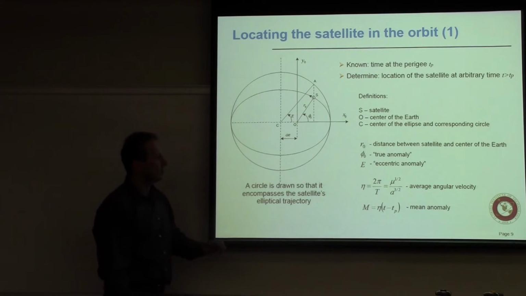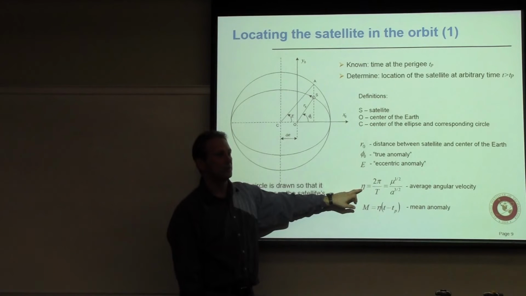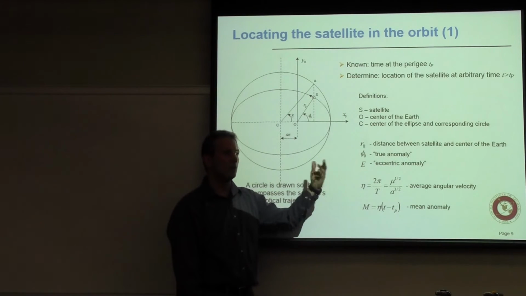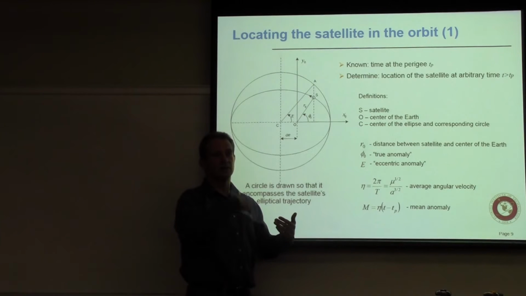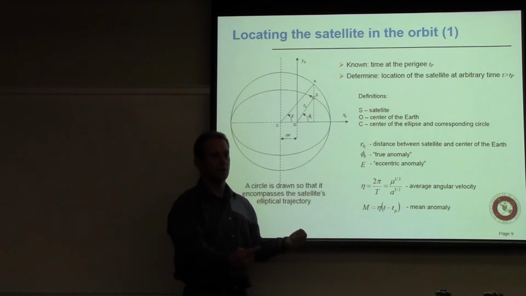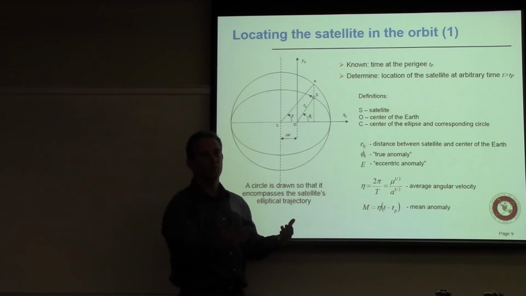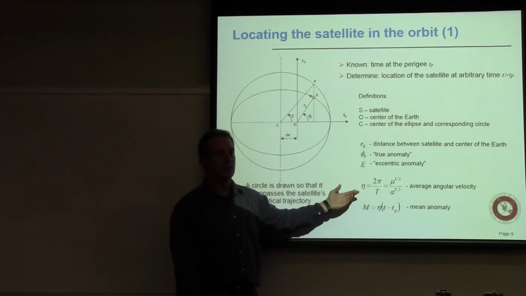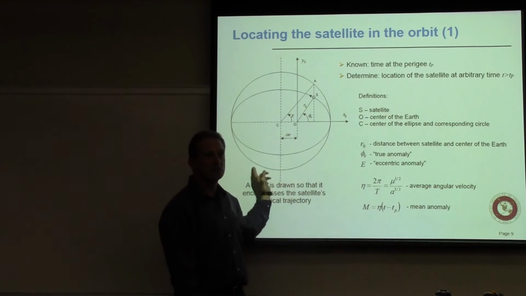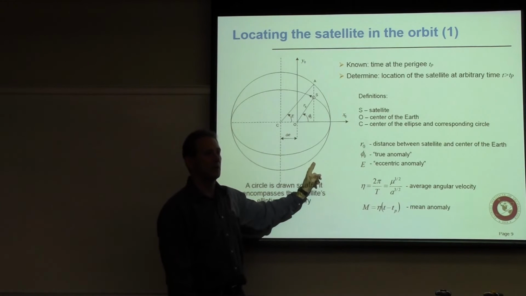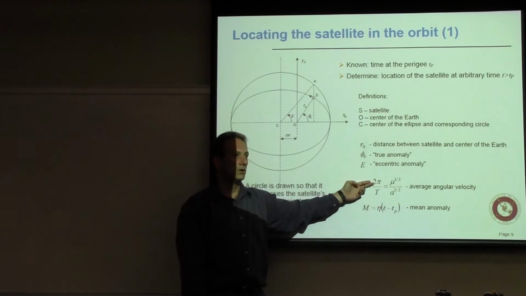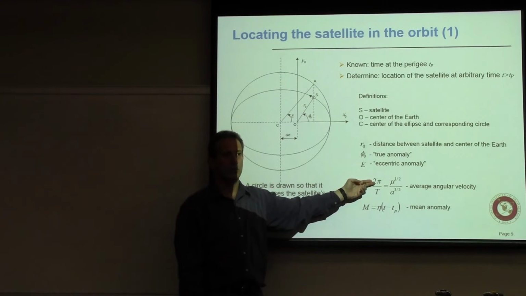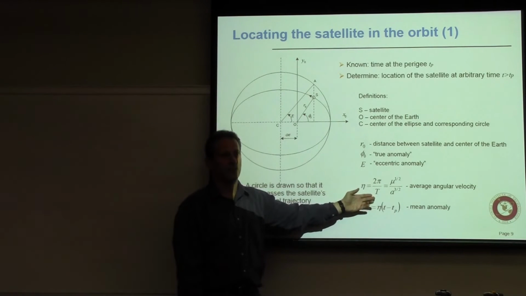The second thing I define is the average angular velocity. What is the average angular velocity? Well, over one period, the satellite traverses 2 pi, right? For the period of its revolution around the Earth, what is the angle that it goes? 360 degrees or 2 pi, right? Well, 2 pi over T is the average angular velocity. The satellite moves at different angular velocities as it goes on this ellipse, but on average it will cover the angle of 2 pi over the period of T, right?